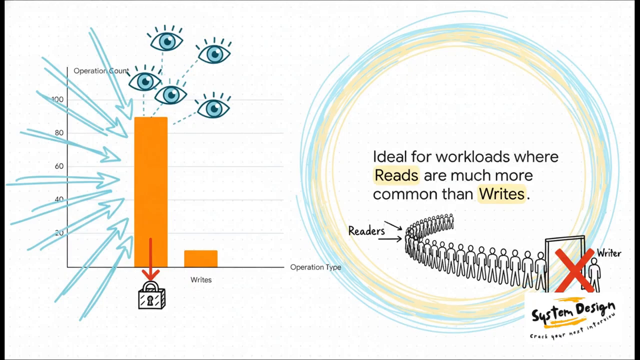And this chart right here, this is the money shot for a read-write lock. This tool is a high-performance beast only when your workload is super heavy on the reading side. If writes happen pretty often, you can actually get worse performance than with a simple mutex, because the writers can get starved out just waiting and waiting for all the readers to finish up.